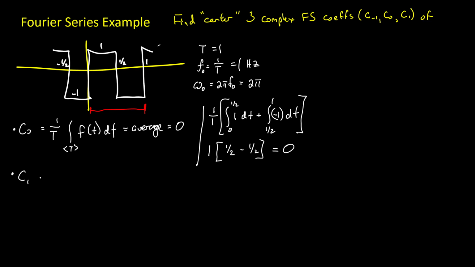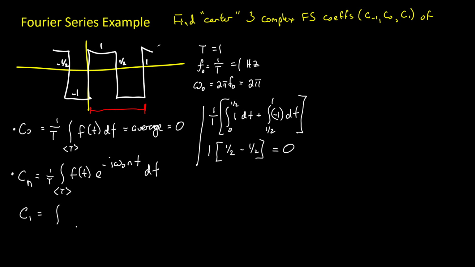Let's do the harder one. Let's find c sub 1. Again, same definition, except now we'll multiply that by e to the minus j omega naught n t. Now I wrote an n here because this is actually the definition for any c sub n. Maybe I should write that in. So to find the first complex Fourier series coefficient, this c sub +1, we'll plug in our numbers now. Instead of 1 over T, since T is 1, that's just 1. So we're going to take this integral.